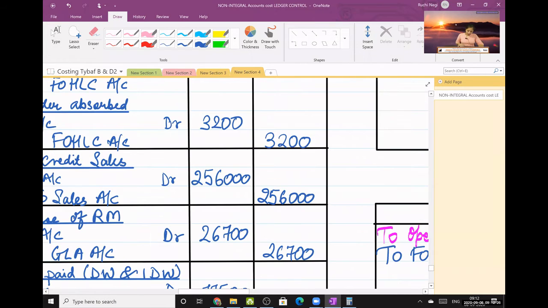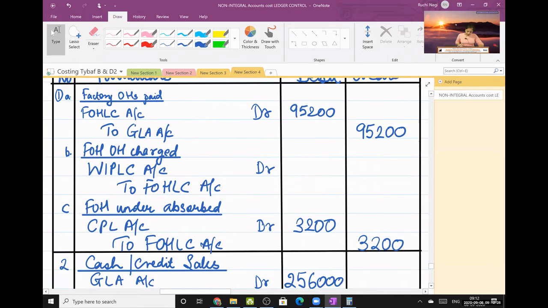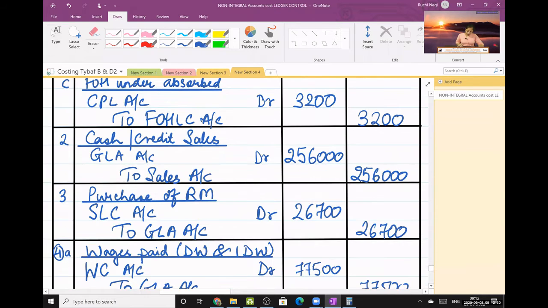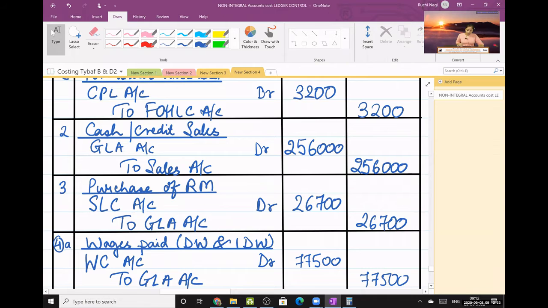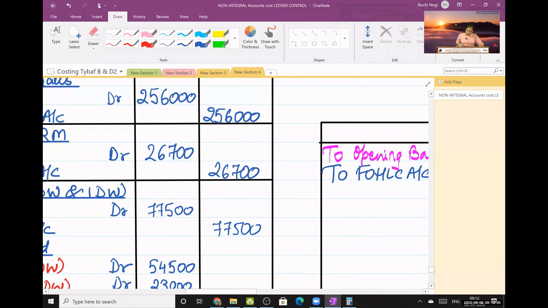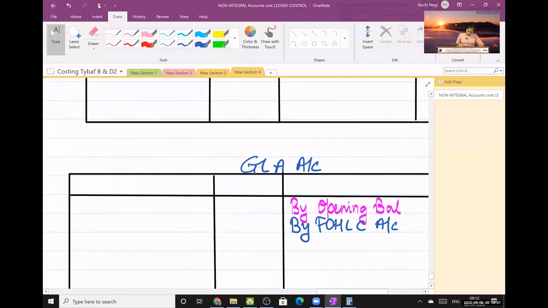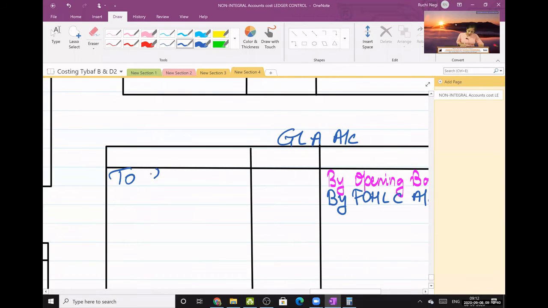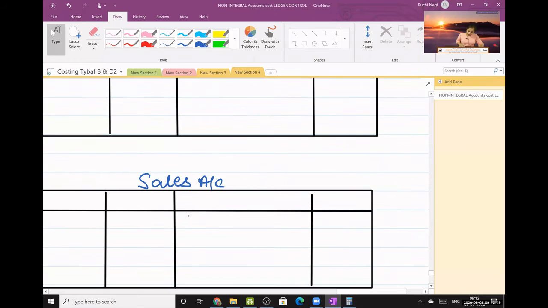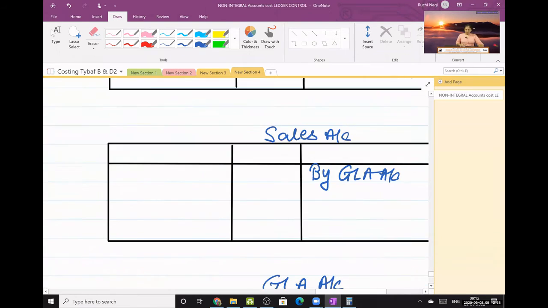Next, this is done, yes, done. Next, credit sales, GLA to sales 2,56,000. GLA to sales account 2,56,000. Second effect, in sales it will come by GLA account 2,56,000. Okay, next.